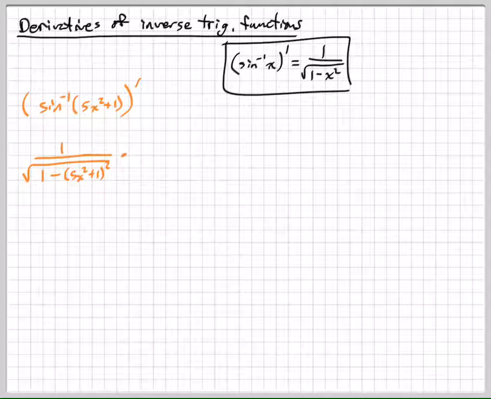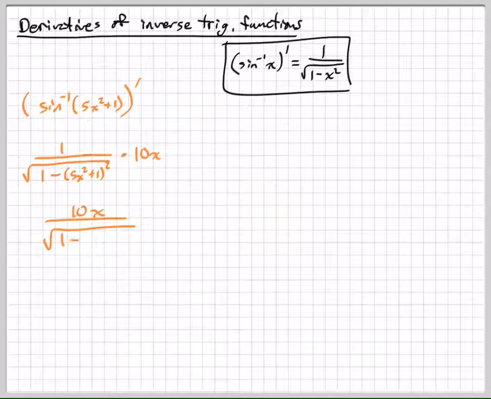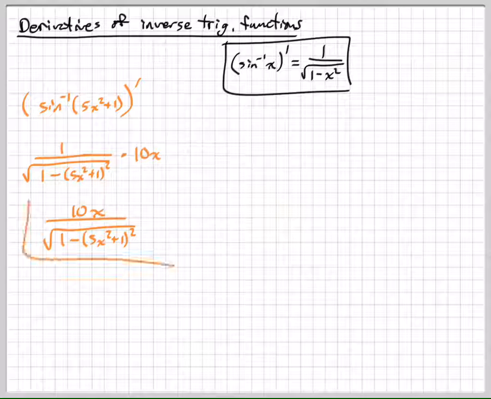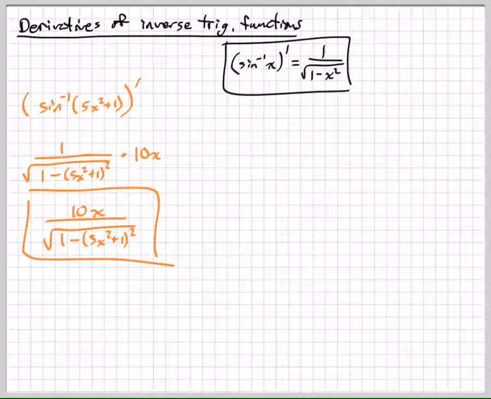And we have to multiply this by the derivative of the inside. The derivative of the inside is just 10x, which actually we could just put up there with the 1 if you wanted to. So our answer is 10x over the square root of 1 minus 5x squared plus 1, all squared. And that's as far as I'm going to take this. I'm not going to go any farther. I just wanted you guys to see the chain rule with the formula that we just proved.